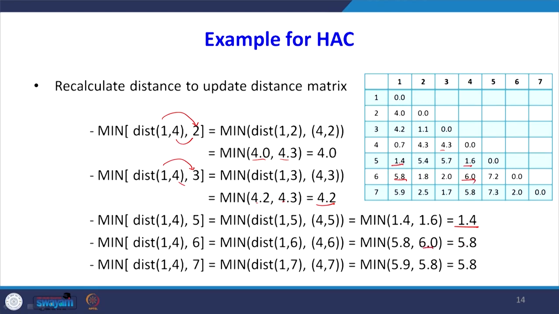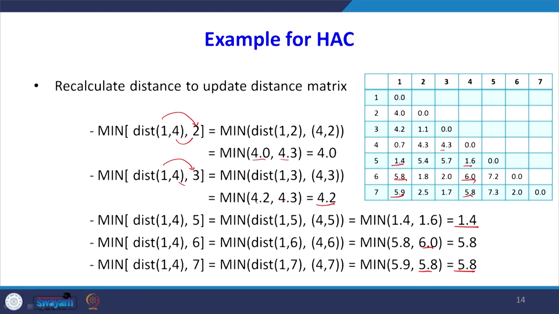So the minimum is 5.8. Now why are we taking 1.4? Because here we formed one cluster. So in this cluster there are 2 objects, 1 and 4. From 1 and 4, how far away is 7? So two ways we have to do it: find the distance of 1 and 7, and of 4 and 7, and whichever is minimum has to be kept. So 1 and 7 is 5.9, and 4 and 7 is 5.8. So the minimum value is 5.8.